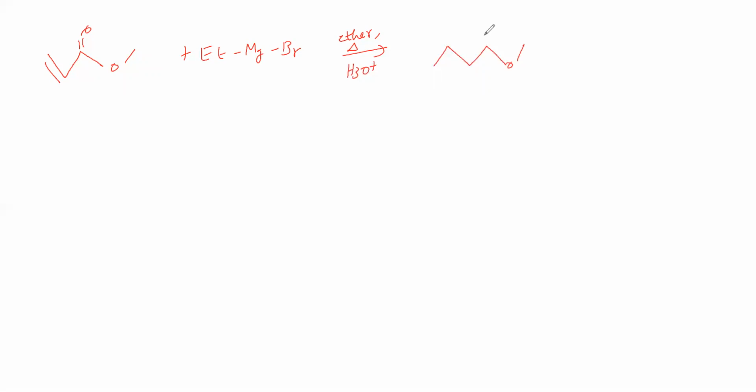Now this O becomes OH. Here a pi bond comes, here an ethyl group comes. Okay. Now we'll take this for tautomerism. One comes here, this one goes here. H plus comes to this place.